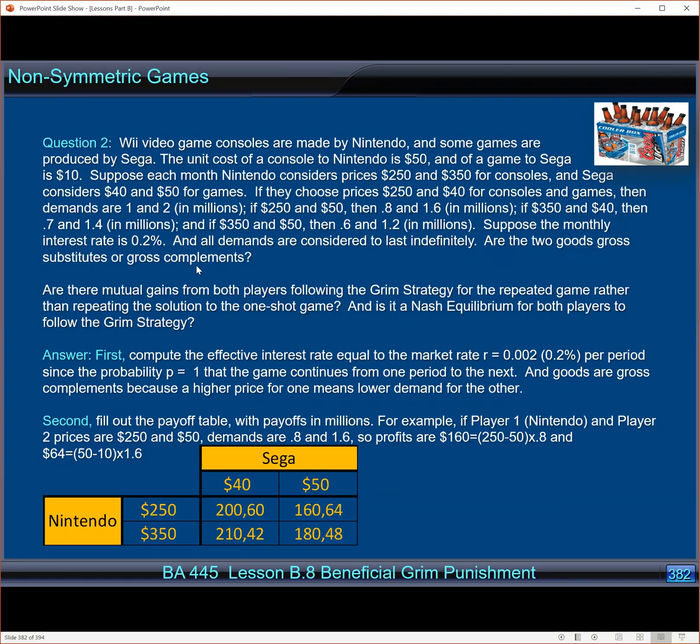Are the two goods gross substitutes or gross complements? Well, let's see. They start off with prices 250 and 40, then the demands are 1 and 2. But if it's 250 and 50, so that the price of good 2 goes up, then the demand for good 1 goes down. When a higher price for good 2 makes a lower demand for good 1, then these goods are gross complements.